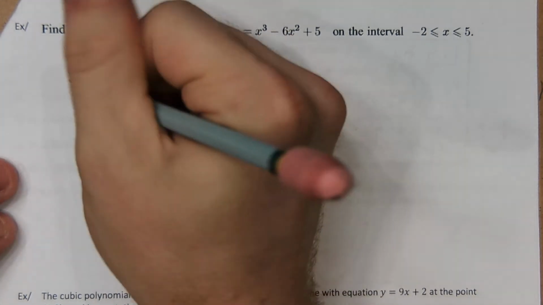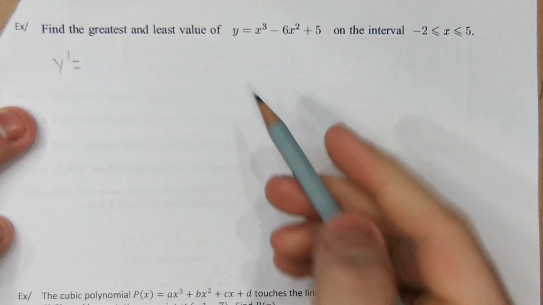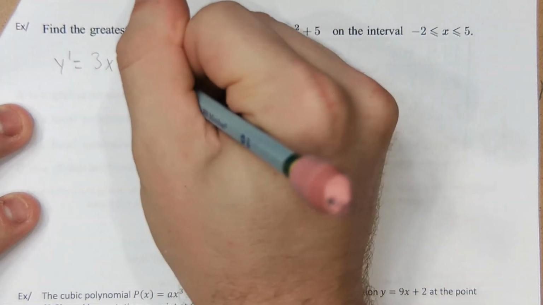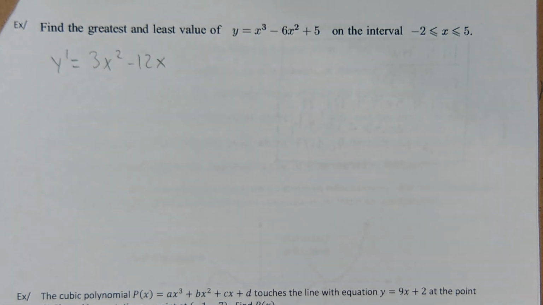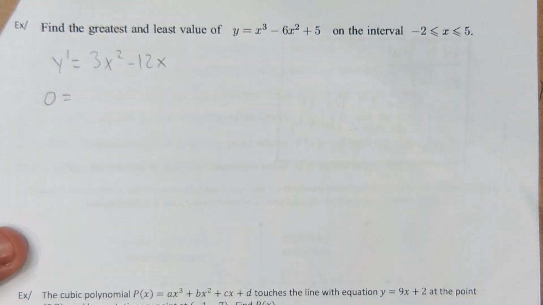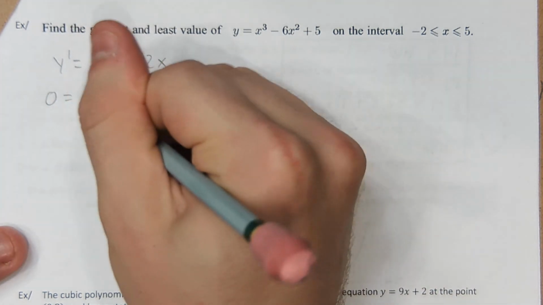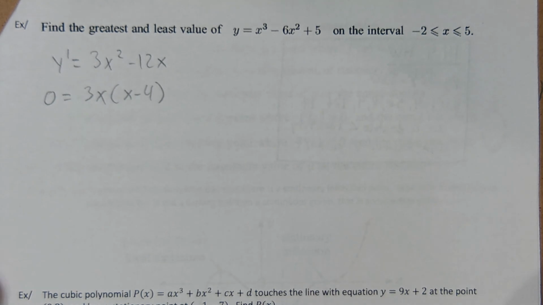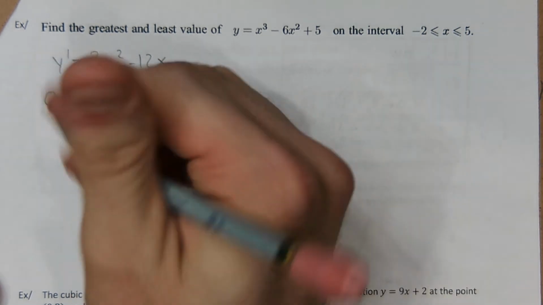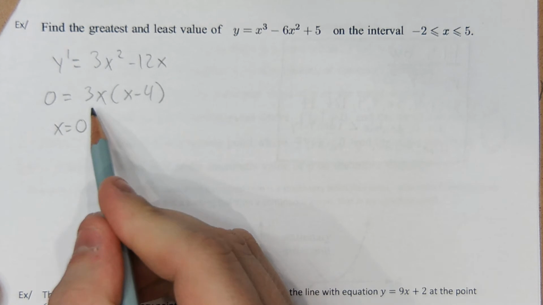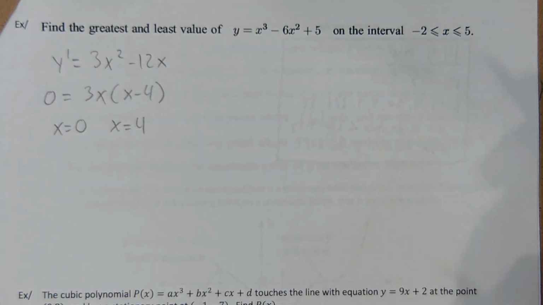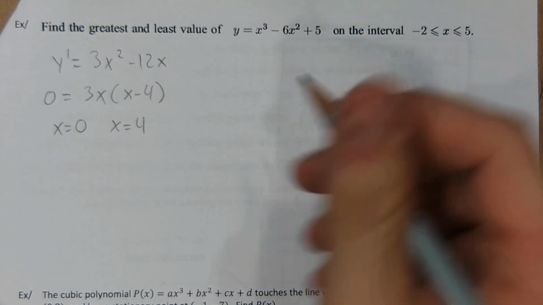Let's find out. Y prime, first derivative is 3x squared minus 12x. And just like we were doing before, we're going to set it equal to 0 and factor. GCF of 3x will come out, leaving me an x minus 4. So I have two critical values, and they're both on this domain. I have one when x is equal to 0, because 3 times 0 is 0, and I have another at x equals 4.